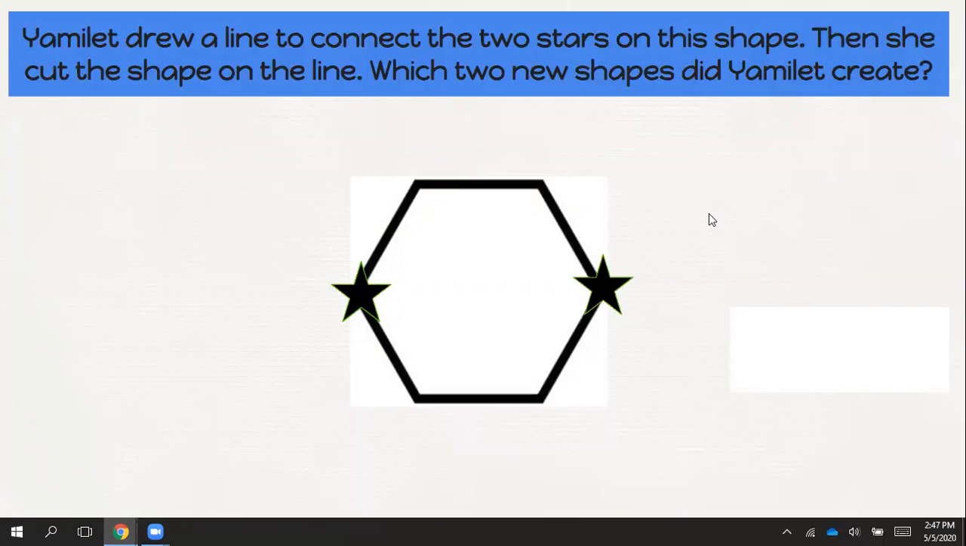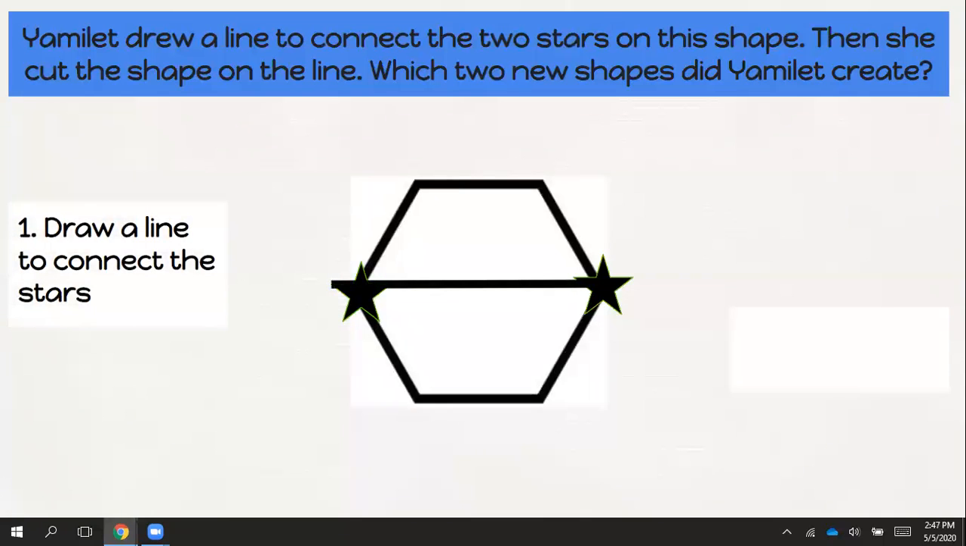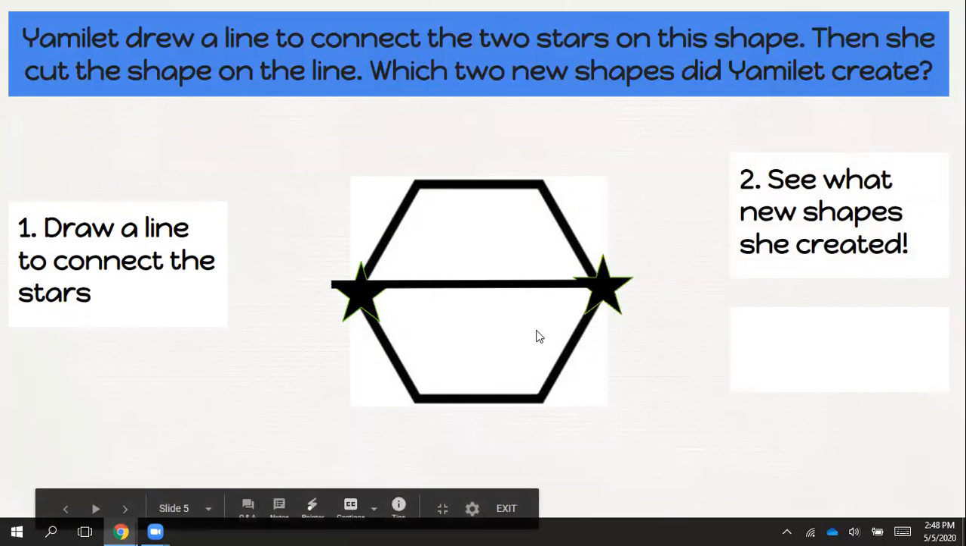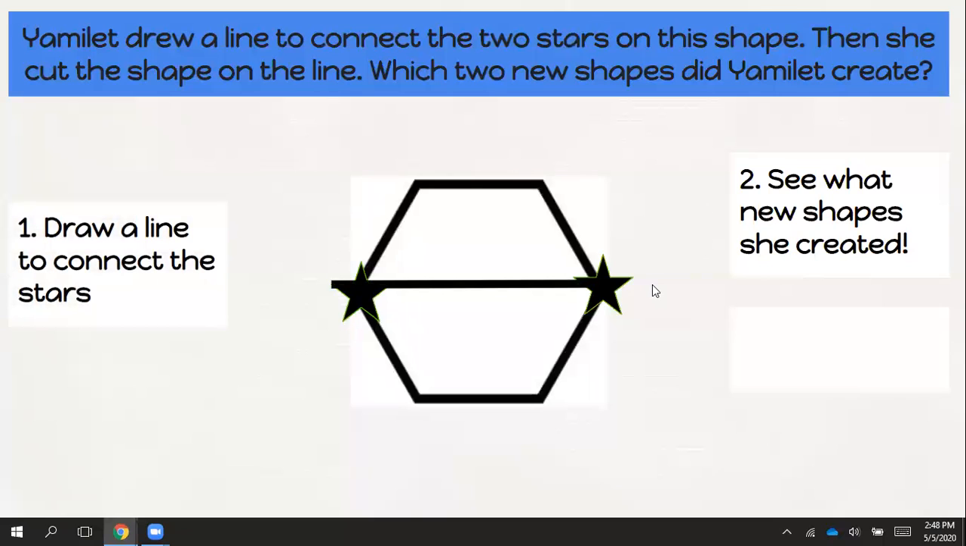So the first thing that I want to do is I want to do what the problem said Yamilet did. So Yamilet drew a line to connect the stars. Now I can see I have 2 new shapes that were created from this. And since I know my geometry vocabulary, I know that Yamilet created 2 trapezoids. I know they're trapezoids because I have 1 set of parallel lines for each shape.